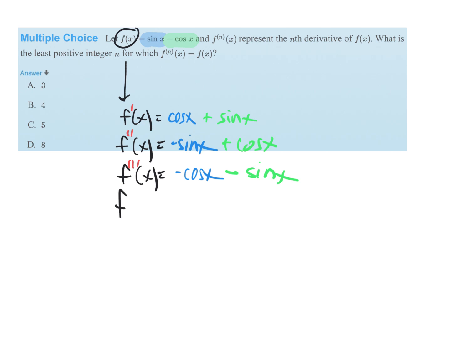Fourth derivative. So we can write this like this. The fourth derivative of x is, so the derivative of cosine is negative sine. So the opposite of a negative sine is positive sine. And the derivative of sine is cosine. Is this the same as the original? There it is. The fourth derivative is the same as the original function.